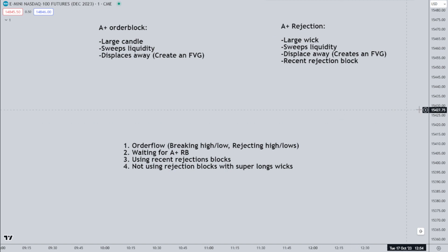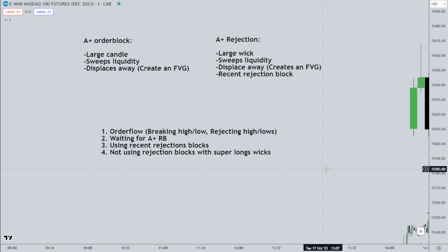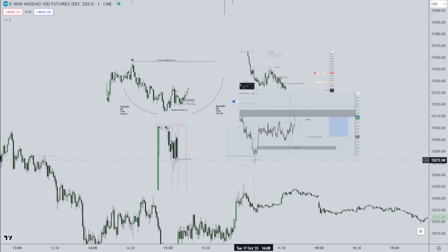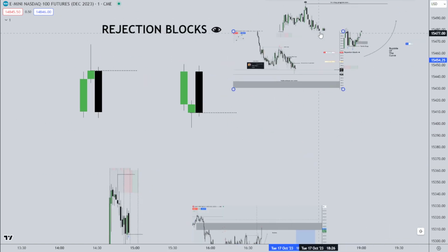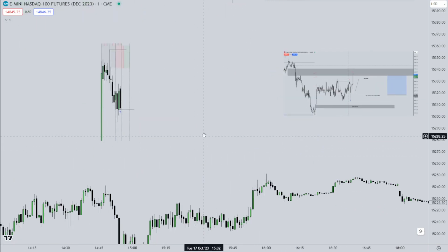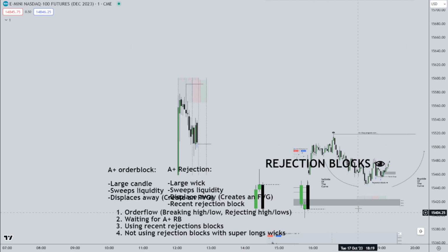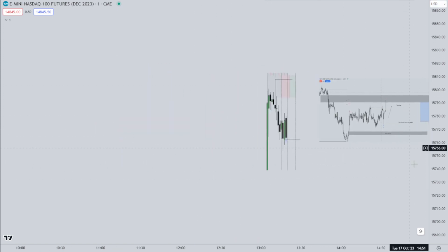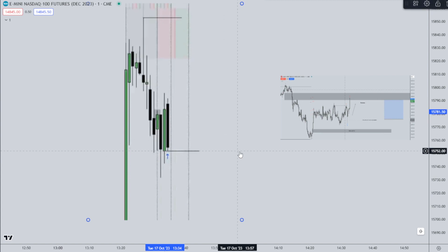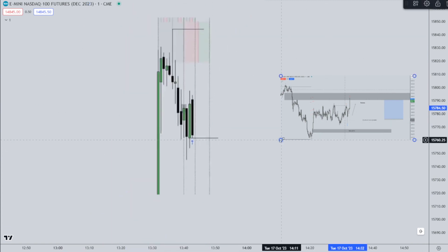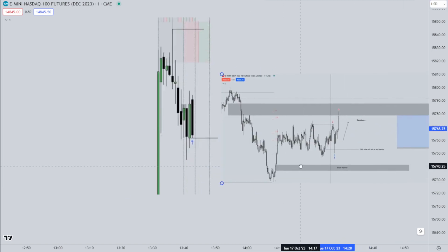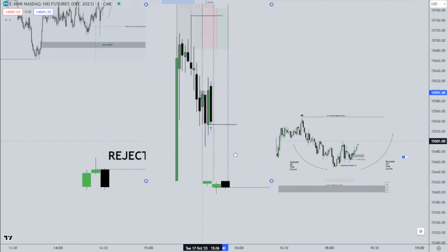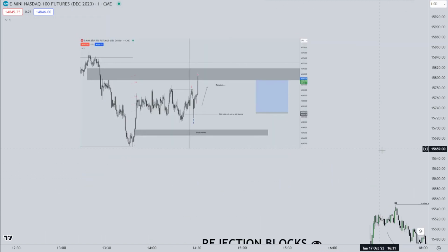So that's basically it. I'll just go over some of these Twitter examples of why these ones worked and why your rejection blocks are probably trash. Okay, so this is one of these examples. Let's move it up here. This is the 15-minute time frame, and this is the 1-minute time frame. Same trade, I think. Oh wait, no, this one was this one. Yeah. Okay, I was gonna say.